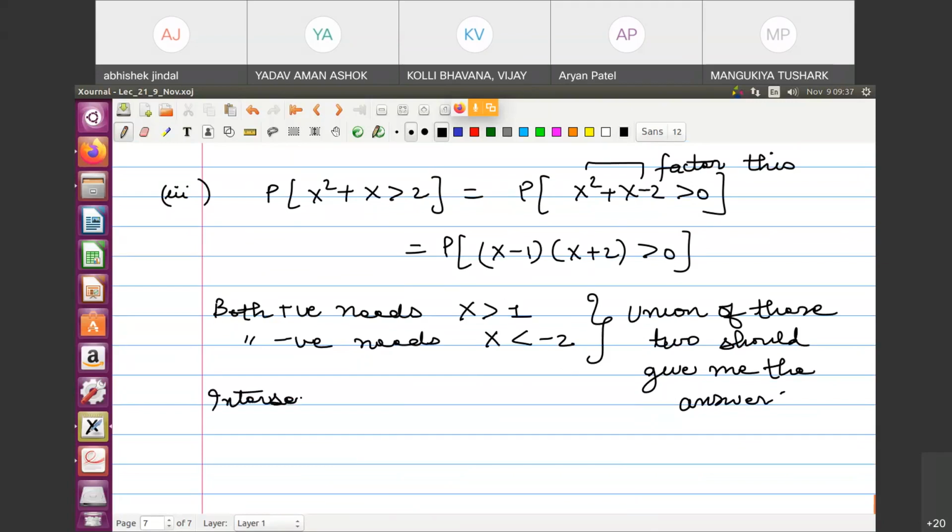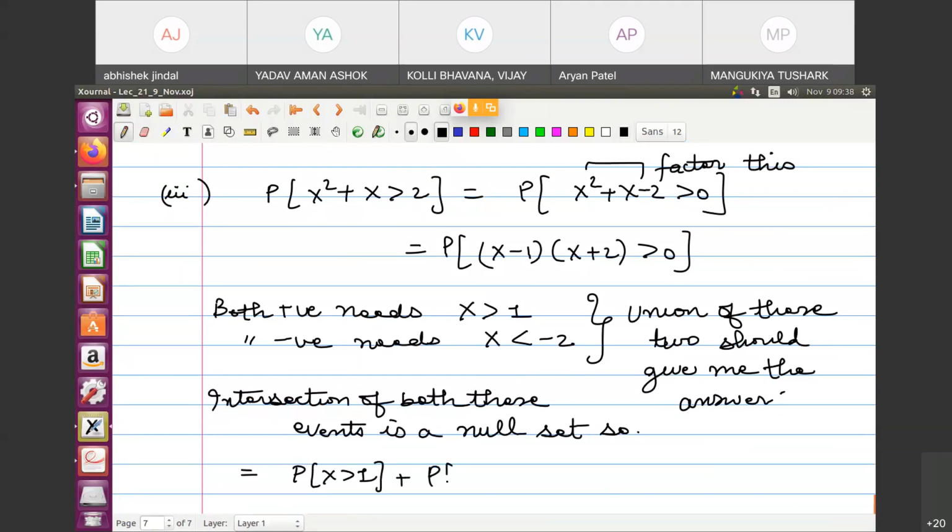The intersection of both these events is a null set. Okay, so simply add both the probabilities, that is probability x is greater than 1 plus probability that x is less than minus 2. So this should give you the probability that x square plus x is greater than 2. Okay, so this comes out to be Q of (1 plus 3) divided by 2 plus (5 minus (2 plus 3)) divided by 2. Okay, so this is a basic introduction to the Gaussian random variables and the standard Gaussian case.